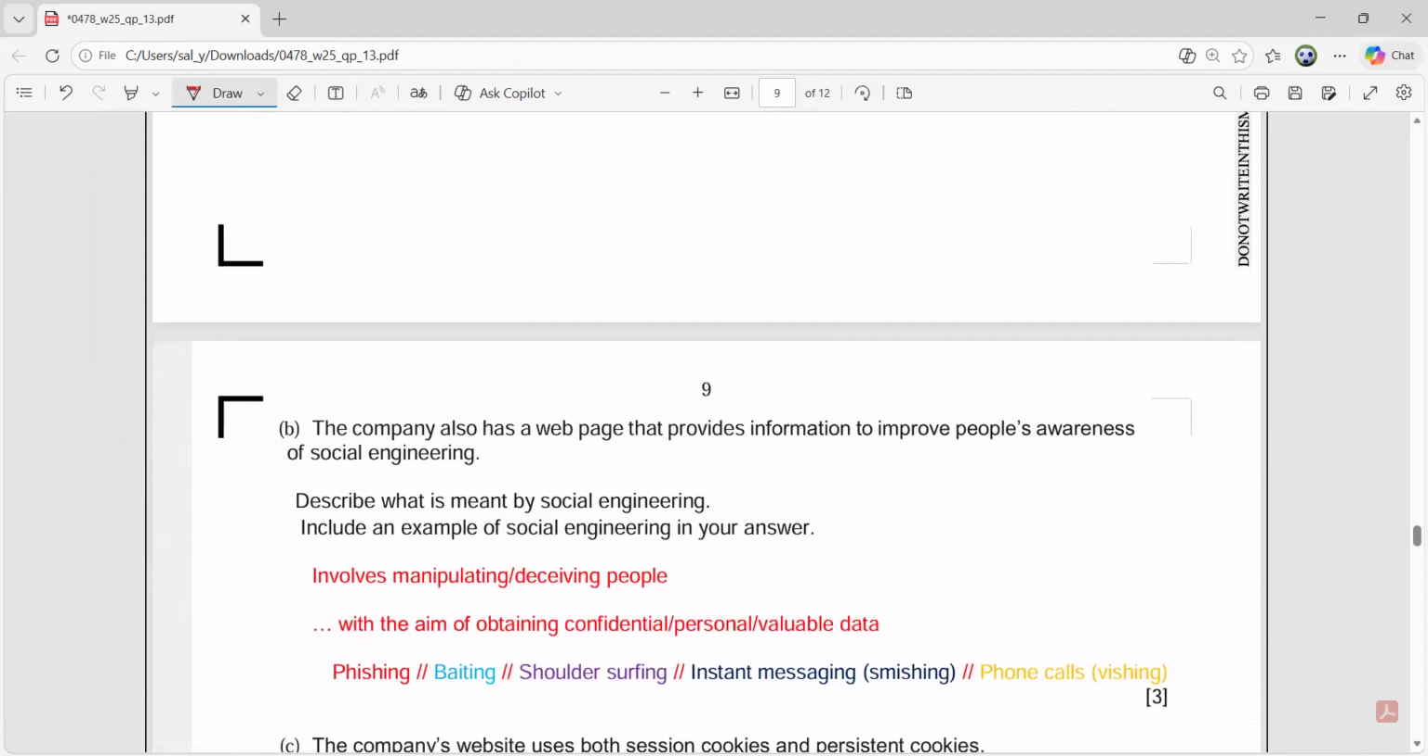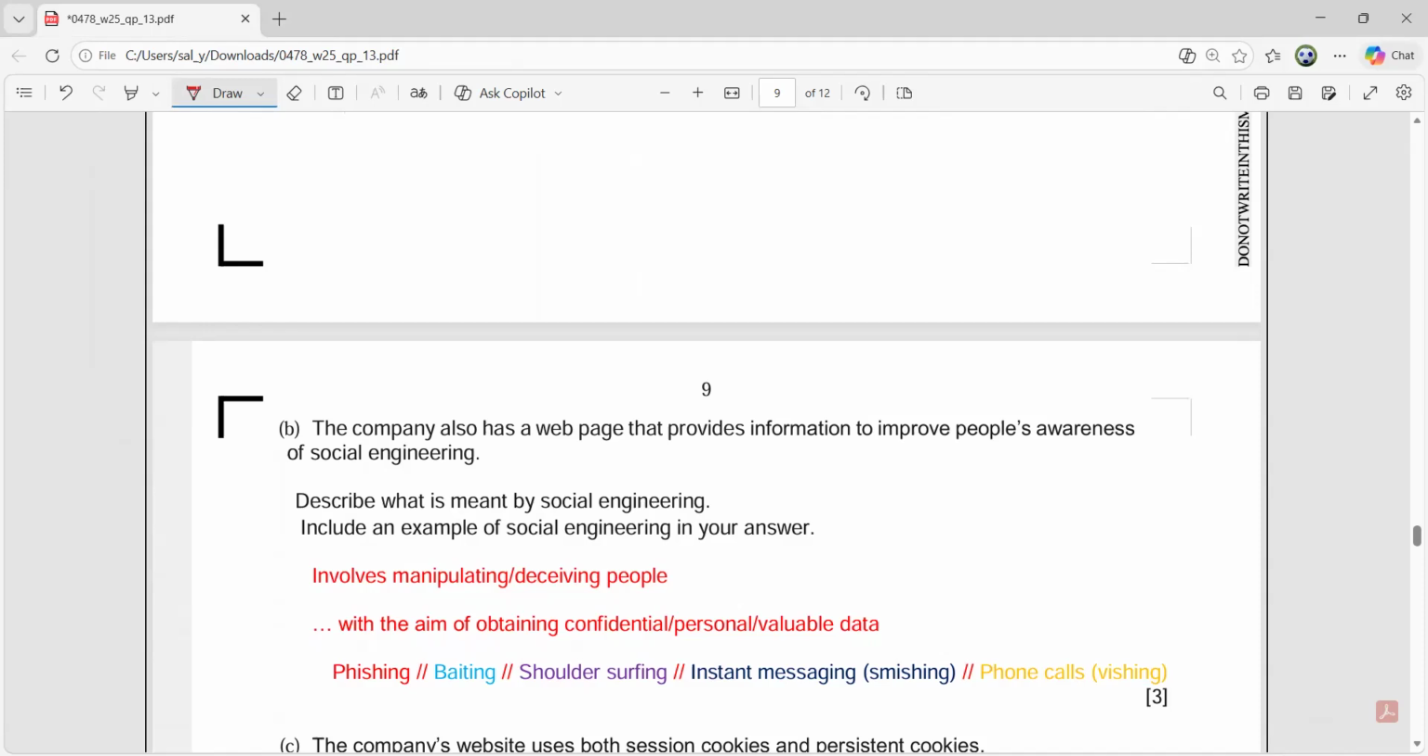Next part. The company also has a web page that provides information to improve people's awareness of social engineering. Describe what is meant by social engineering. Include an example of social engineering in your answer. It's a 3-mark question. So 2 marks are going to be for the description of social engineering and 1 mark is for the example. So what is social engineering?